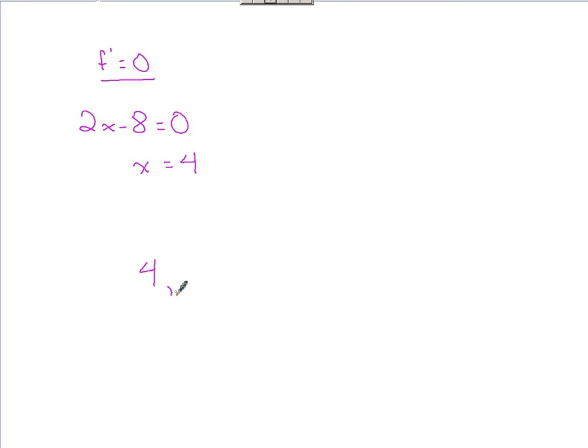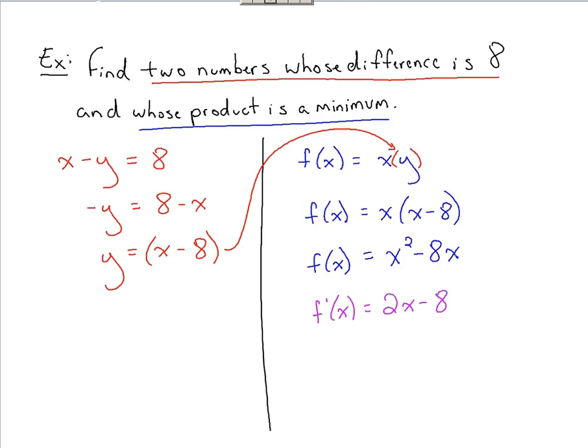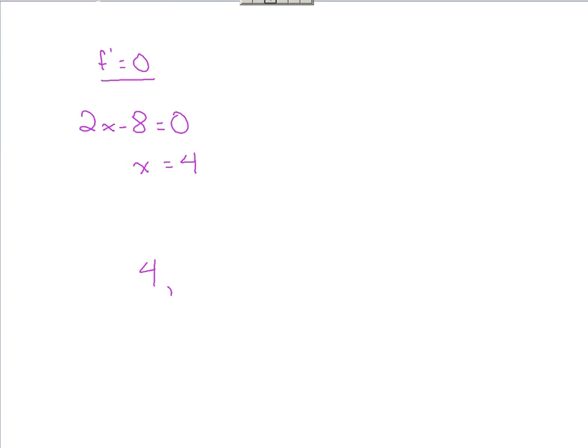To figure out what y is, now let's see, go back to what y equals. Right? Y is x minus 8. So if I plug in here knowing x is 4, 4 minus 8 is -4. That other number I'm looking for is just -4. I've got my two numbers.